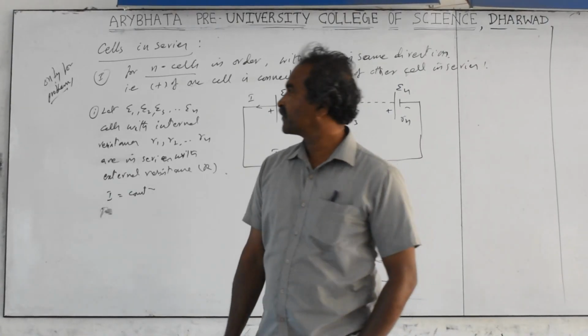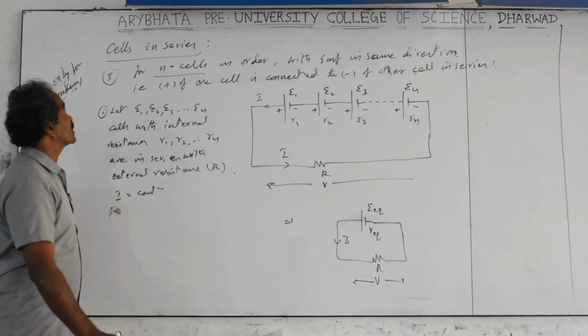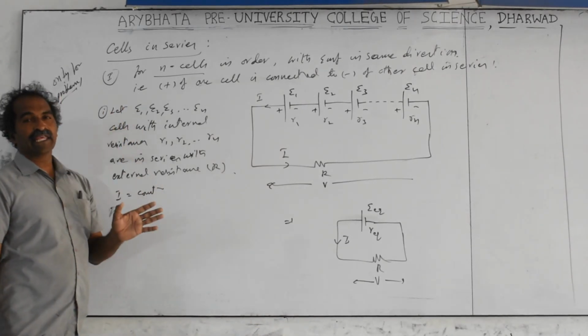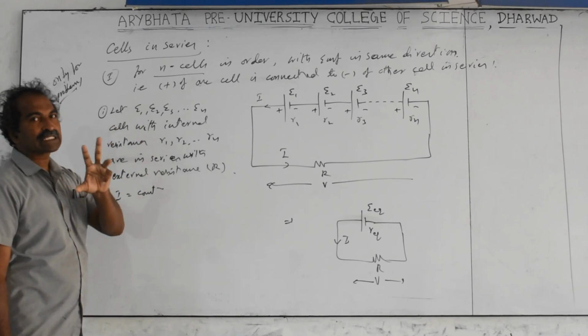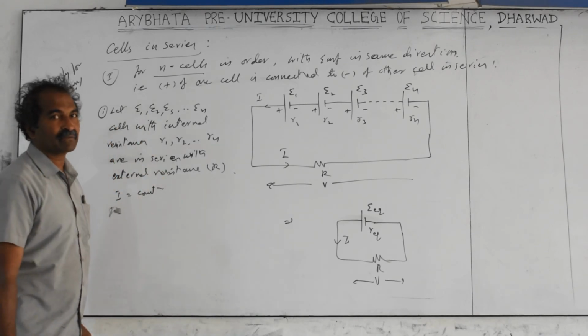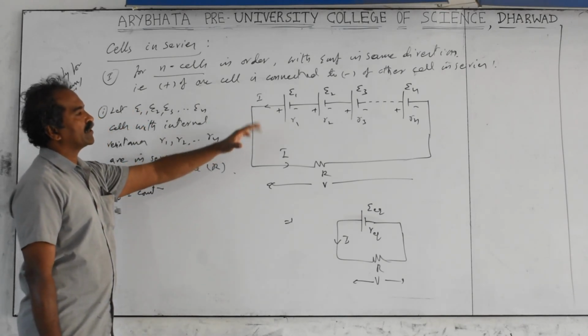Good morning, students. In the previous class, we discussed the derivation of the resultant EMF and resultant internal resistance when two cells are connected in series. That derivation is important for 3 marks or can be asked for 5 marks. But if you take many cells in series, what will be the relationship?